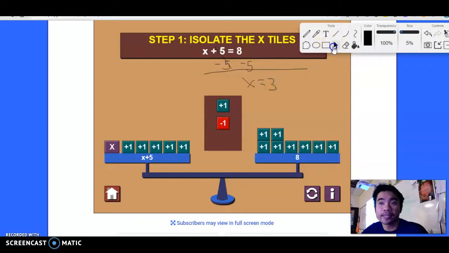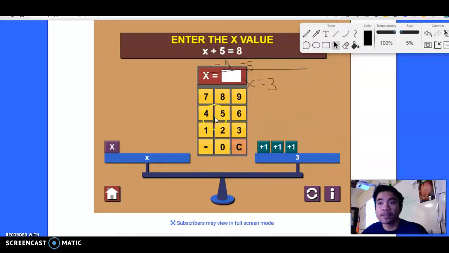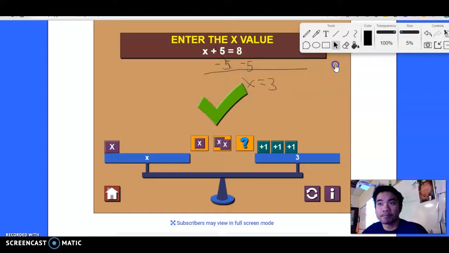Let's see if we're correct. So we're going to put negatives. We're going to minus 5 on both sides. And look at your answer. X equals 3. X equals 3. Okay? I hope everyone is understanding this so far.